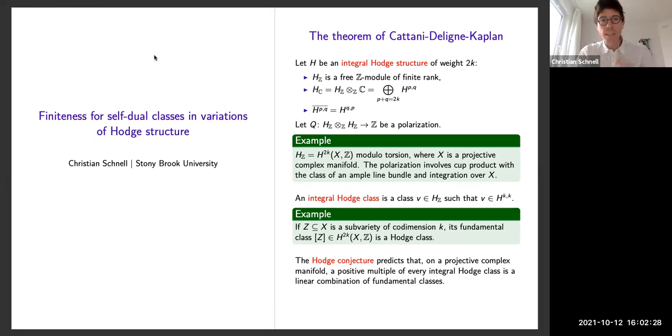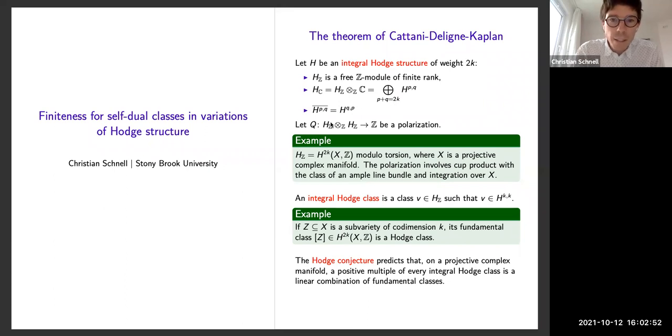Right, so let's start with a bit of review. This theorem of Cattani-Deligne-Kaplan is about integral Hodge structures and integral Hodge classes. I'm sure everyone knows an integral Hodge structure: you have some lattice, a free Z-module. The complexification has a decomposition by Hodge type, and I want the weight to be even so that I can talk about Hodge classes.